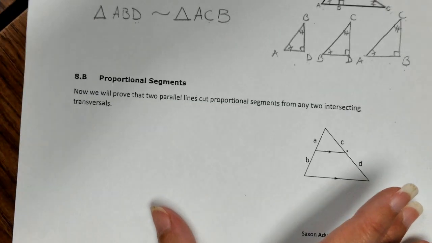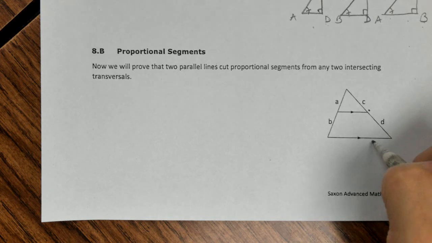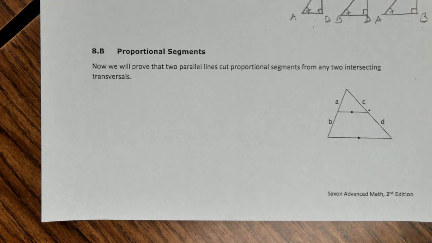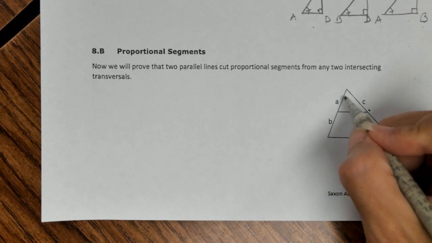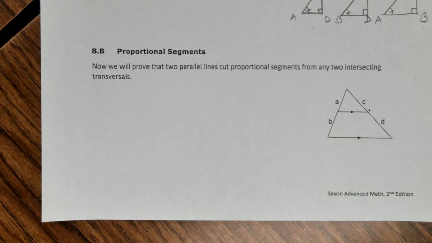Now, in part B, this is about proportional segments. It says we're going to prove something. So we're supposed to prove that two parallel lines, like we have here, cut proportional segments from any two intersecting transversals. So here we have two transversals, lines that are crossing our parallels, and those transversals intersect. That's what that's talking about. We're supposed to be saying then that the segments are proportional.